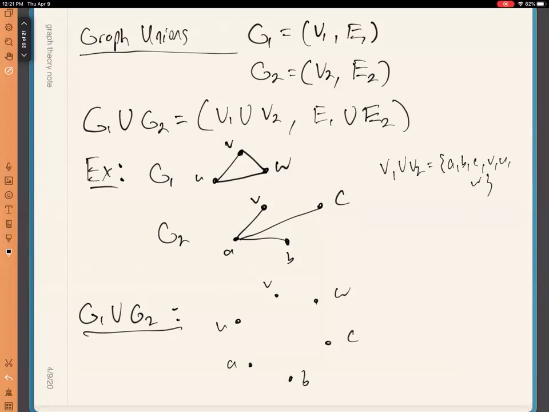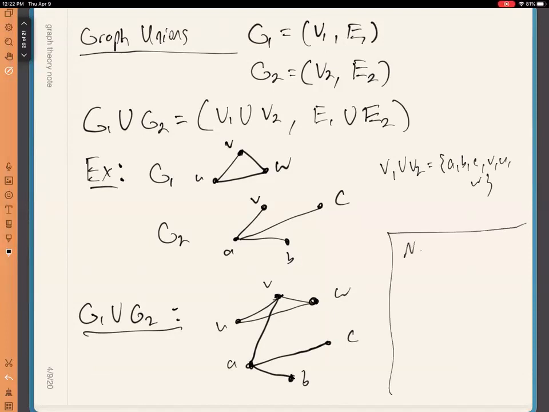And then I also want to include all the edges. So I have an edge from U to V, an edge from U to W, and an edge from V to W. But if I now look at G2, notice I have an edge from A to V, so I have to include that. And then let me add in the others. So this is the union of the graphs. We join them together to make one larger graph.